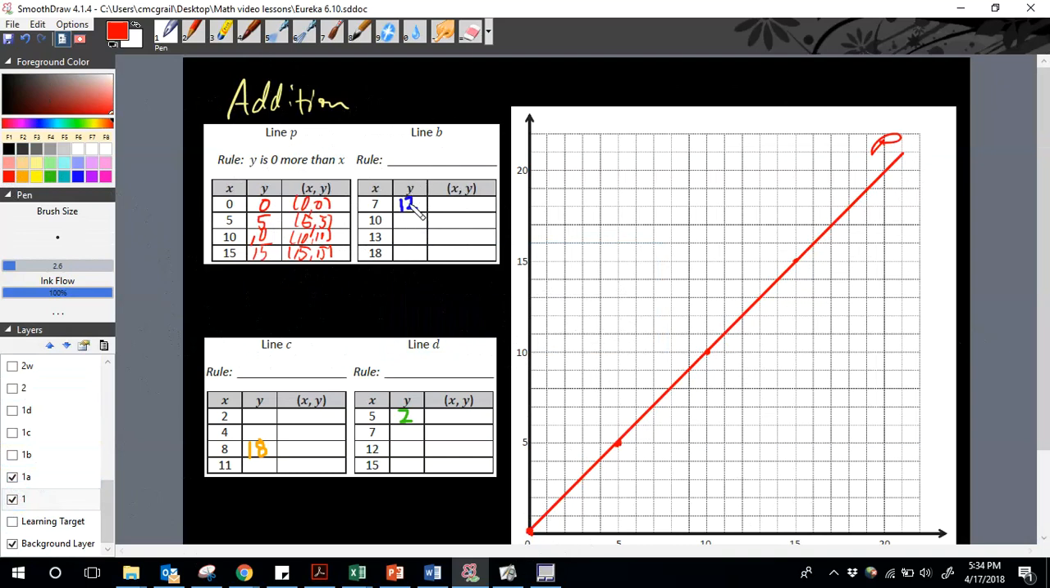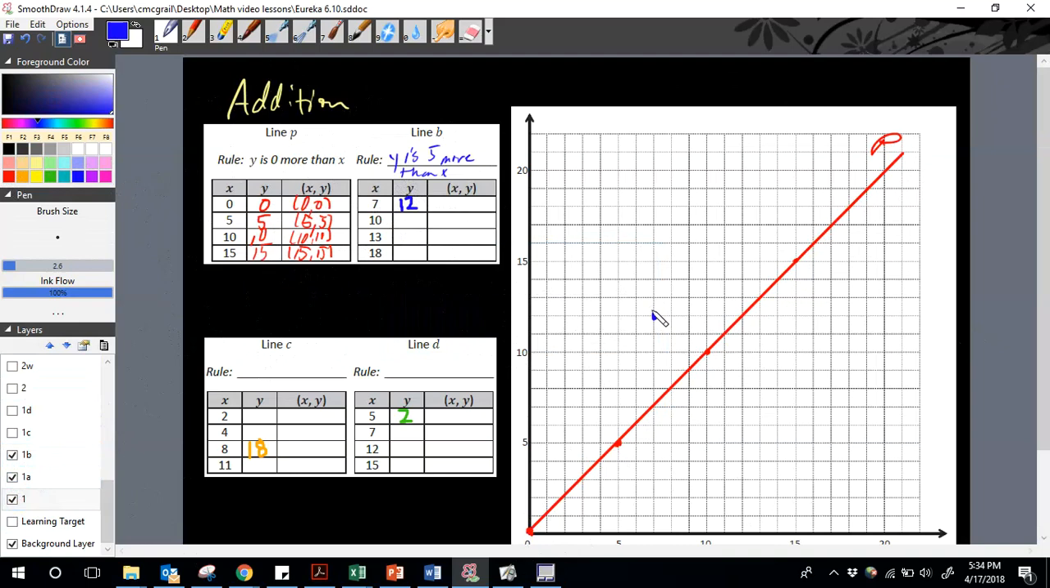Let's take a look at line B. Now, we're remembering that this is an addition rule. So if x is 7 and y is 12, then that must mean that y is 5 more than x. So the rule is y is 5 more than x, please write this in with me. And we can use that to fill in the rest of our points.